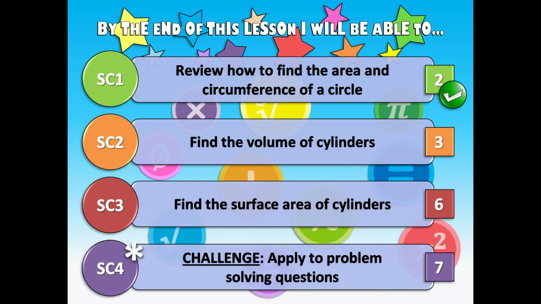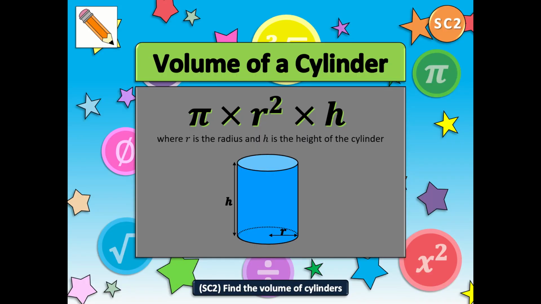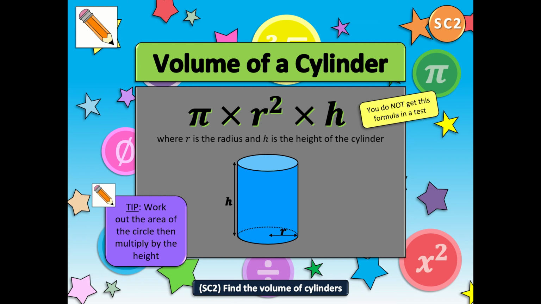So now we're going to move on to number 2, and this is to find the volume of a cylinder. So to find the volume of a cylinder, we do pi times the radius squared, and then times by the height of the cylinder. Remember, the volume is the space inside the 3D shape. And you don't get this formula in a test. So we need to work out the area of the circle first, and then times that by the height.